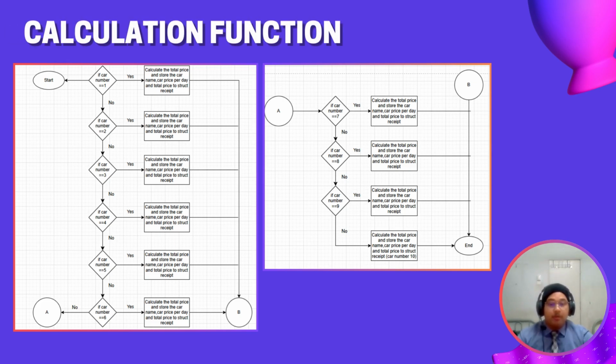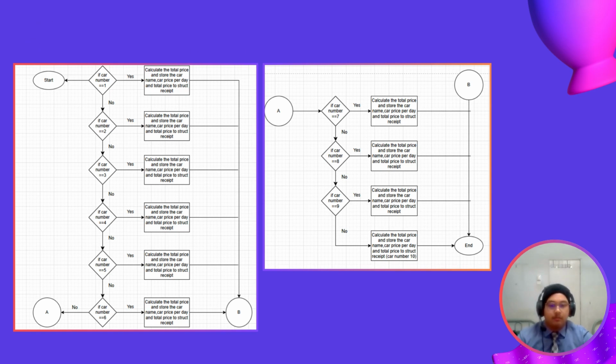I will explain the calculation function. This function will receive the car number and number of days rented from the input function to determine which car the user chose by using the selection method. If the car number equals any number provided here, this function will calculate the total price, which is the number of days rented times the price per day of that particular car, and store it in the receipt struct, including the car name and car price per day.